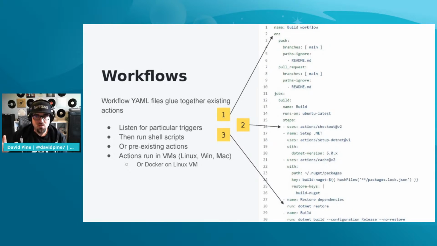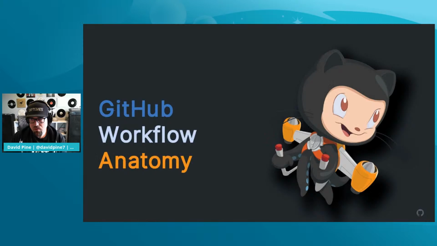And workflows sit inside the .github/workflows directory at the root of the repository, and they're YAML files. They can listen on any triggered event. You can run shell scripts. You can use pre-existing actions, and they run inside VMs. So let's take a look at the anatomy of the GitHub workflow.